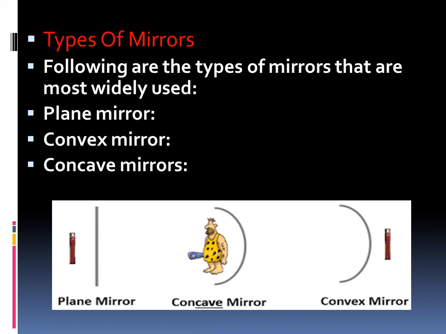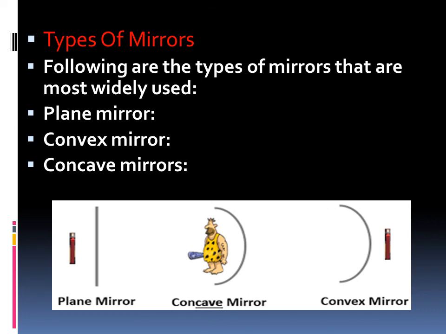Then we have types of mirror. So what are the different types of mirror? Mostly we find two types of mirror: plane mirror and spherical mirror. Spherical mirror is again divided into convex mirror and concave mirror. Normally plane mirror is mostly used. In this chapter we will only discuss plane mirror, but we will come to know what we mean by convex mirror and concave mirror. So let's see here.